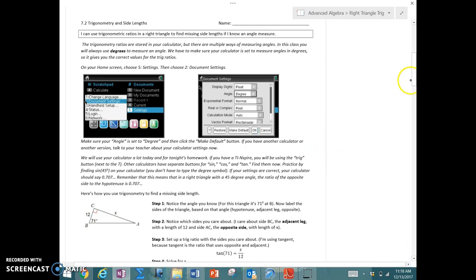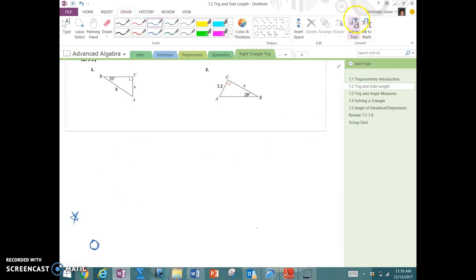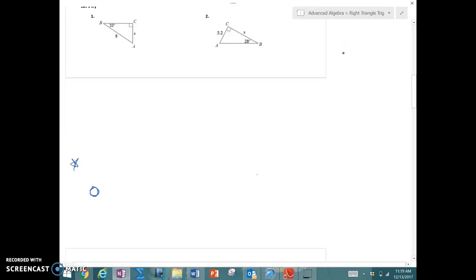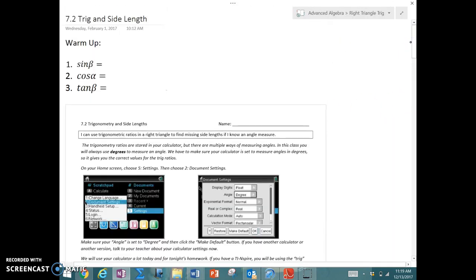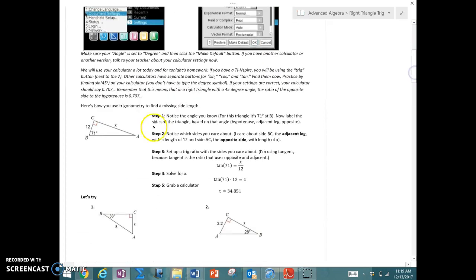So if I look at, my screen's frozen, but that's okay. So I'm down here, and it says, here's how we use trig to find the missing side length. Step 1, notice the angle you know. In this case, we're talking about angle 71. So that goes back to what we were talking about last lesson. Okay, here we go. So step 1, angle 71 is right here. So that's the one we're talking about.